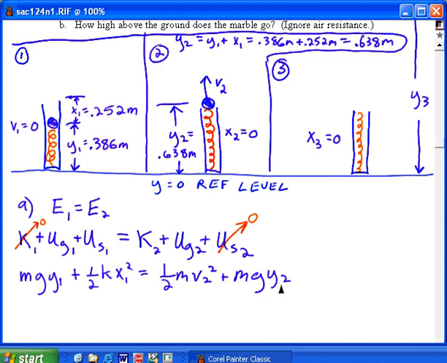I think I'll first subtract mgy2 from both sides and at the same time switch sides. So after subtracting that, all I have left on the right is 1/2 mv2 squared. I'm going to write that on the left. And on the right, I'll write the mgy1 that was originally on the left, and the mgy2 that's being subtracted from both sides with a minus sign over here, and then the 1/2 kx1 squared.